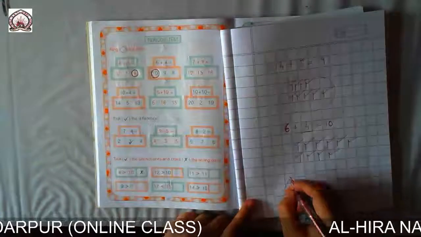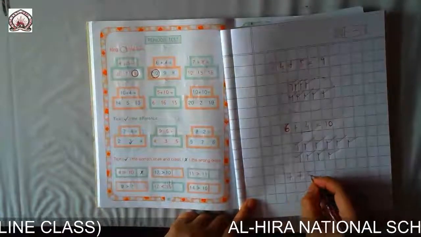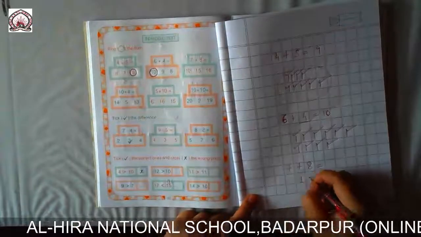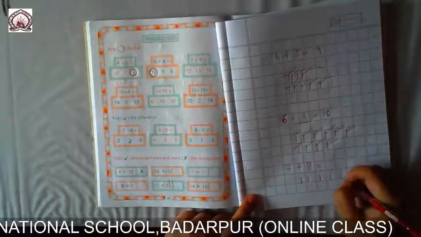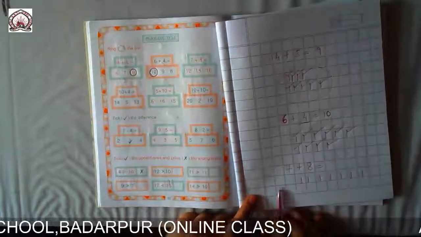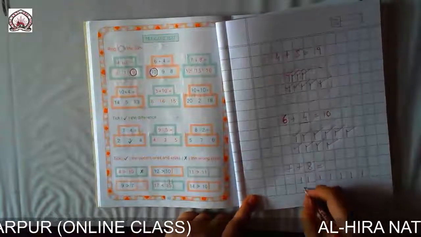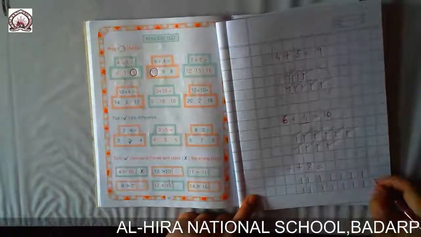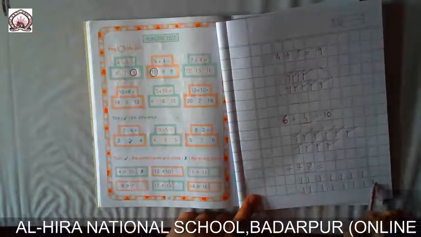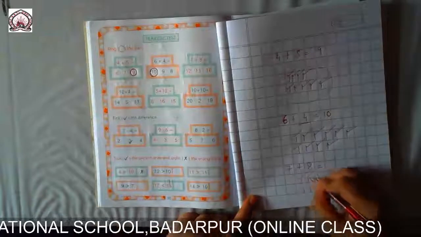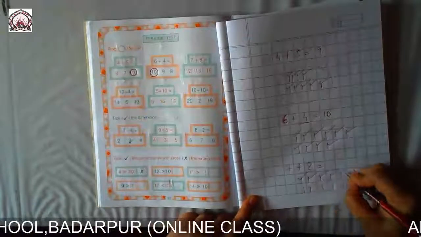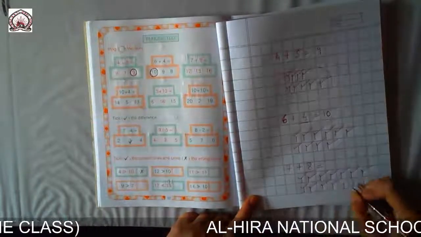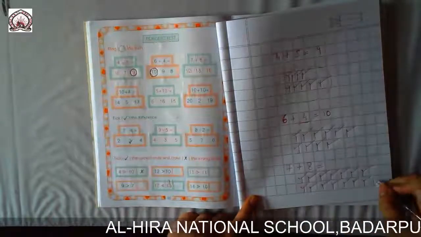Circle number 10. Okay. Now 7 plus 8. 7 plus 8, how much? Let us find. 7. Write 7 lines. 1, 2, 3, 4, 5, 6, 7. Okay. The next number is 8. Now put 8 lines. 1, 2, 3, 4, 5, 6, 7, 8. Now count together. 1, 2, 3, 4, 5, 6, 7, 8, 9, 10, 11, 12, 13, 14, 15.